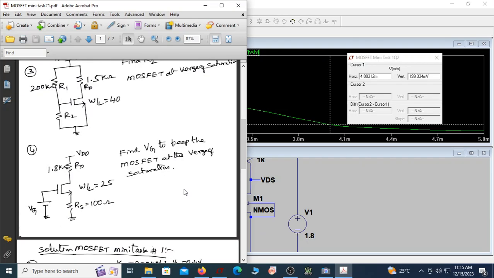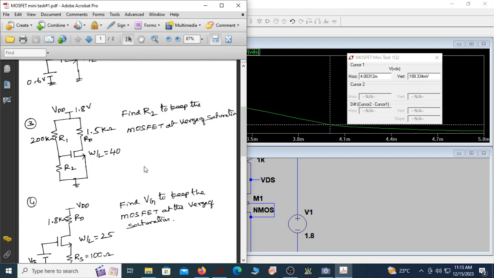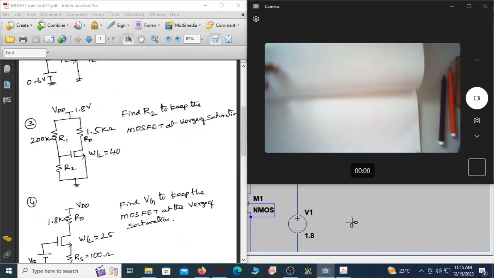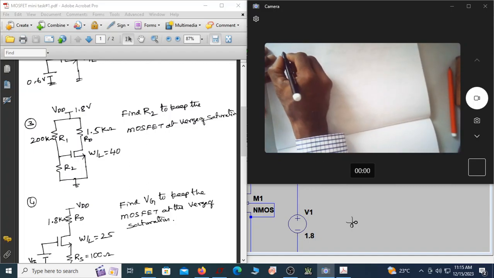So in this, we are asked to find the value of R2 to keep the MOSFET at verge of saturation. Let me just copy that question here. The question says, let me write it.